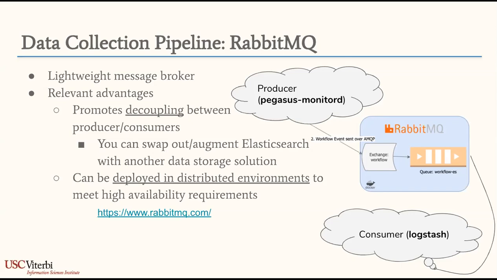Also, you could augment the current setup by adding another queue and another data storage service. So let's say you wanted data to go into Elasticsearch, but also some other database, you could do that too. And also RabbitMQ can be deployed in a distributed environment to meet any sort of high availability requirements that you might have. Although in our practice, we haven't had to do this, but the option is there for you.